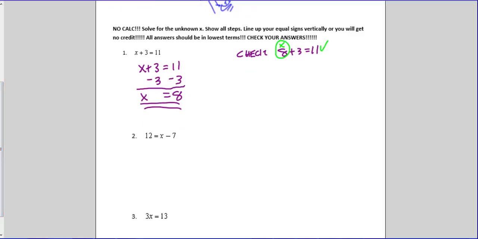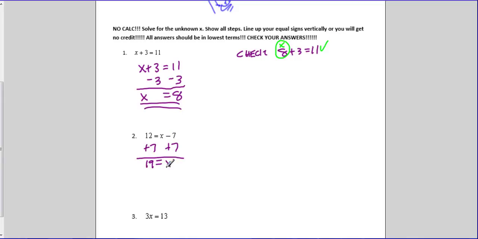So in question 2, x is on the other side of the equal sign. It doesn't matter. So here I have to isolate x, I need to get rid of this minus 7. Well, to get rid of minus 7, I add 7, do the opposite operation. Bring down my equal sign. 12 and 7 is 19. Then negative 7 plus 7, these are opposites, so they become 0.